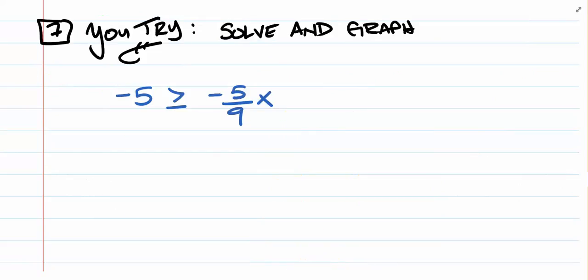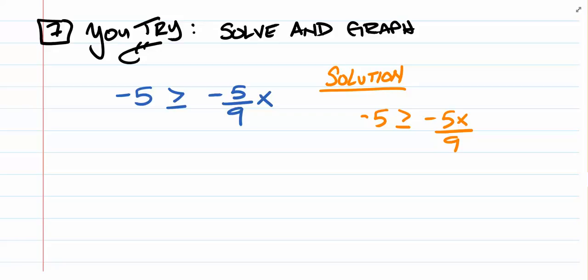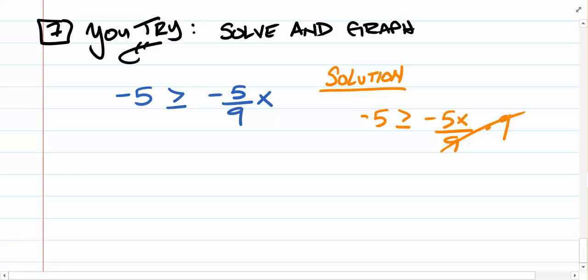Box number 7 is a U-try. I would like you to solve and graph, and please be very careful because the variable is on the right hand side. I like to rewrite my problem. Negative 5 is greater than or equal to negative 5x over 9. Then I'm going to multiply both sides by 9. 9 is a positive number, so I don't need to worry about reversing the direction of the inequality.